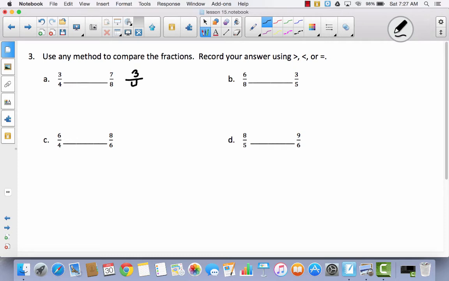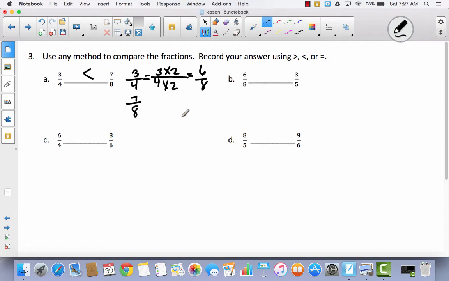So let's go ahead and write this over here. So instead of multiplying my 4s times 8 and my 8s times 4, I don't have to do anything to my 8s. I can just multiply 3/4 times 2, and now I have 6/8. So now I have a common denominator. I have 6/8 and 7/8. Well, 6 is less than 7, so therefore 3/4 is less than 7/8.